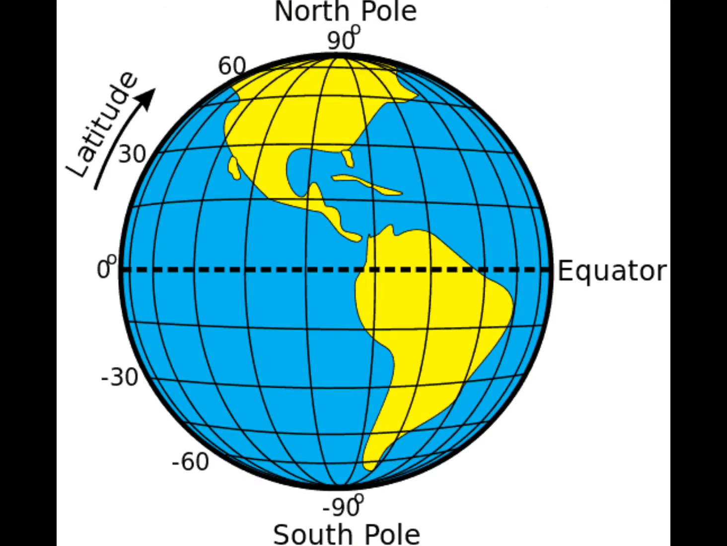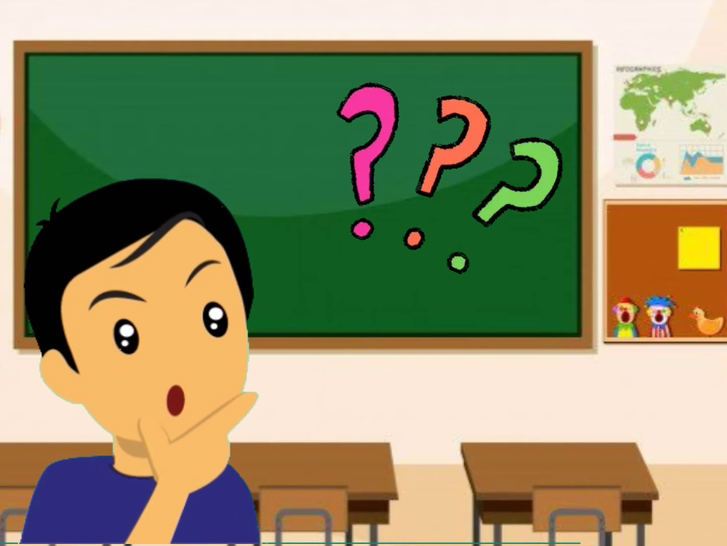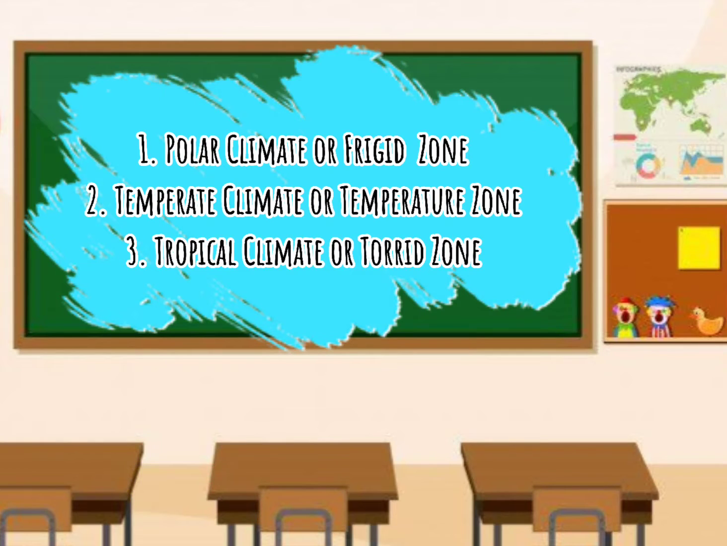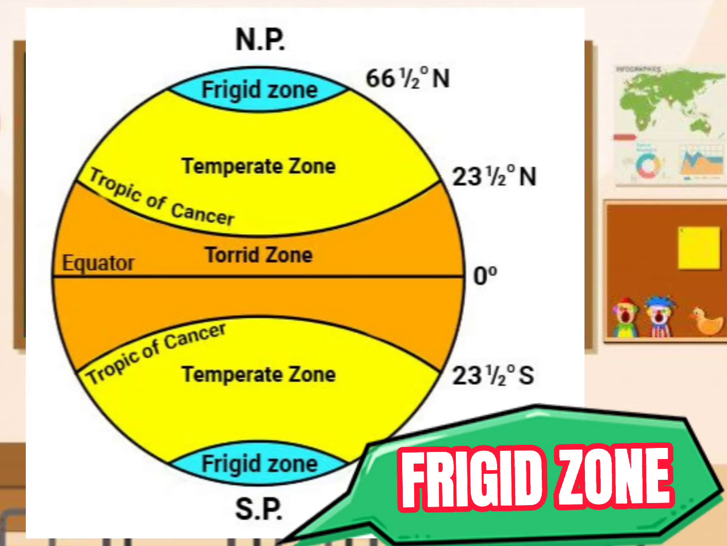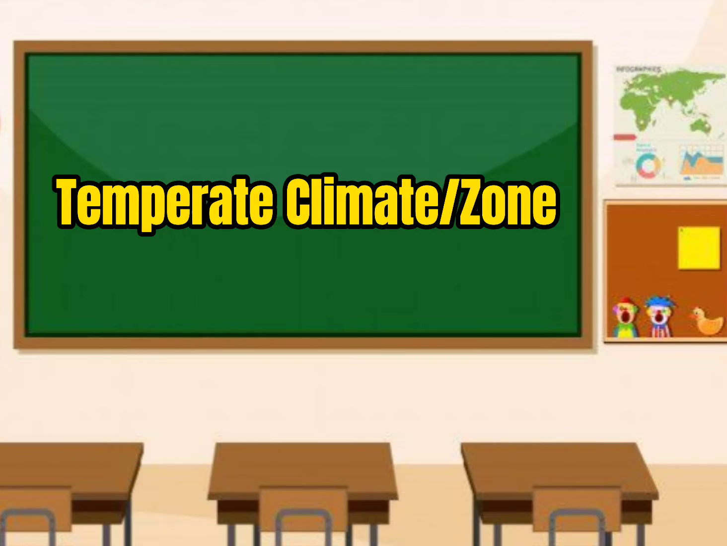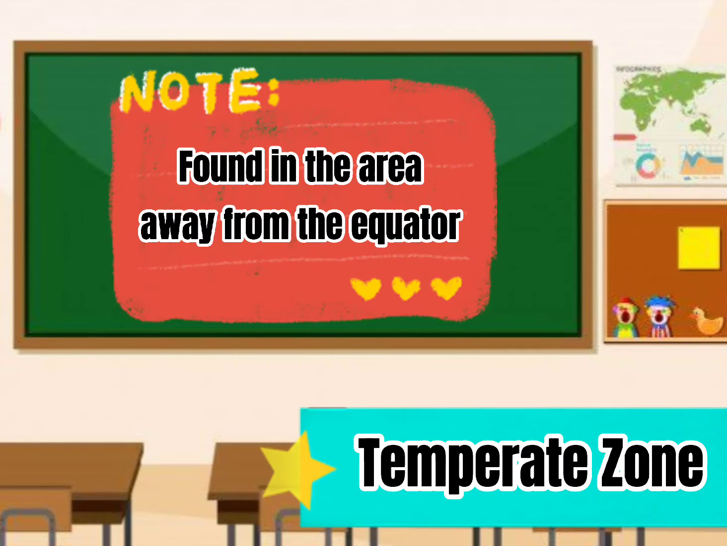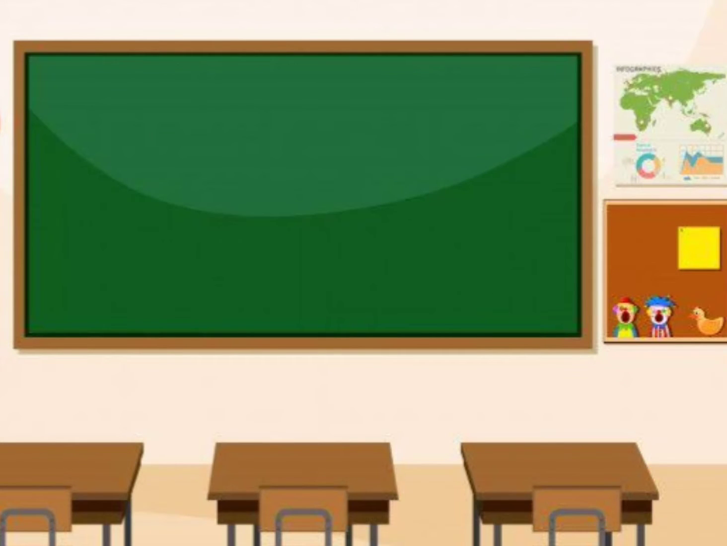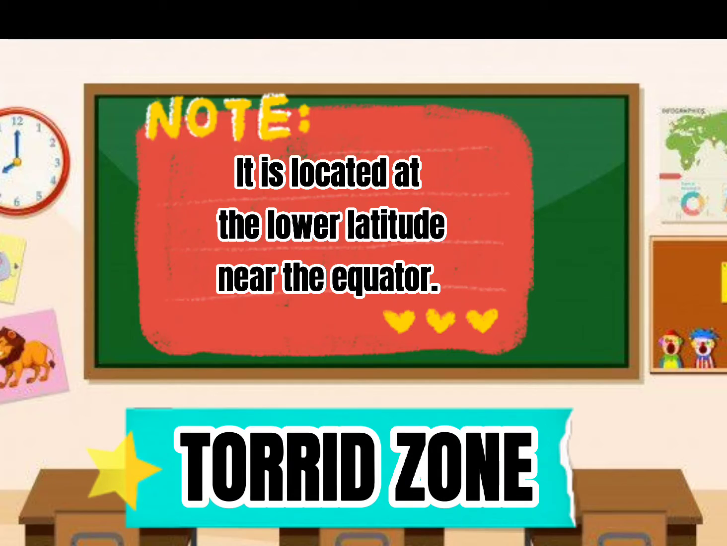Based on latitude, the climates of the world are classified into 3 types. So what are they? First, the polar climate or the frigid zone. It is located at the north and south poles of the equator. Then, the temperate climate or temperate zone. This is found in the areas away from the equator. Then lastly, the tropical climate or torrid zone. It is located at the low latitude located near the equator.